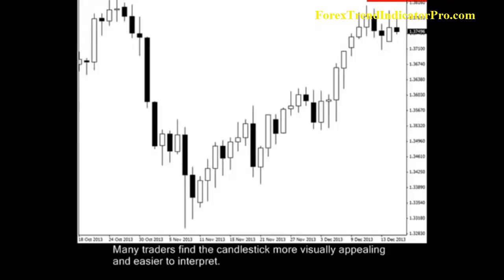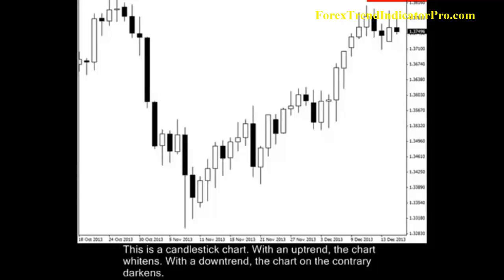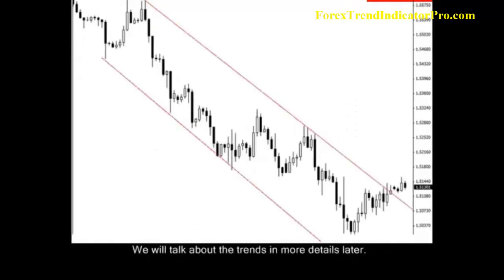Many traders find the candlestick more visually appealing and easier to interpret. This is a candlestick chart. With an uptrend, the chart widens. With a downtrend, the chart on the contrary darkens. We will talk about the trends in more details later.